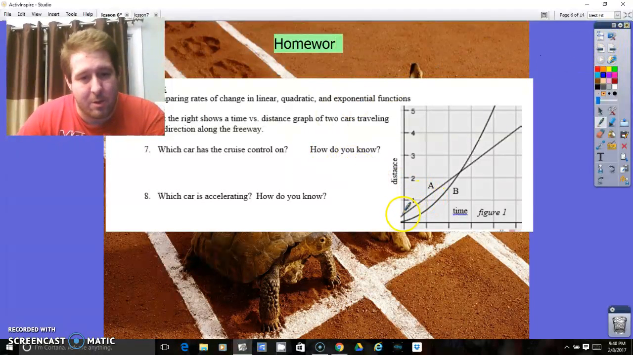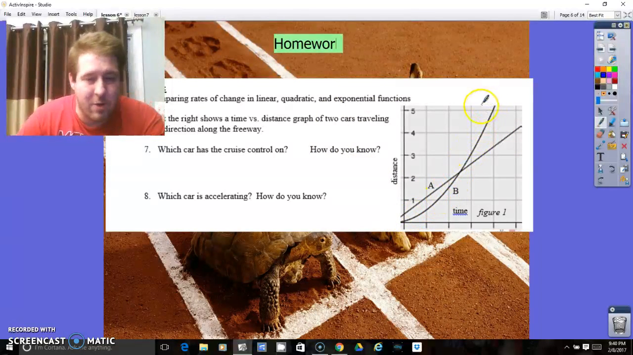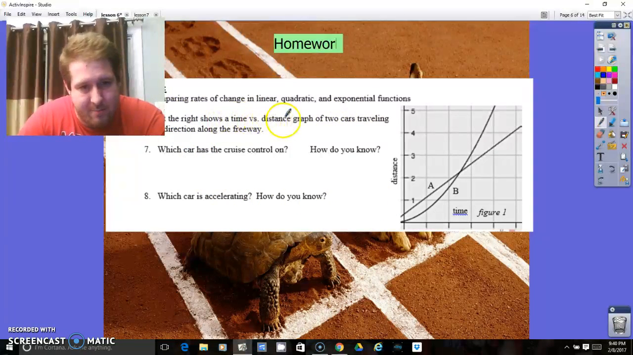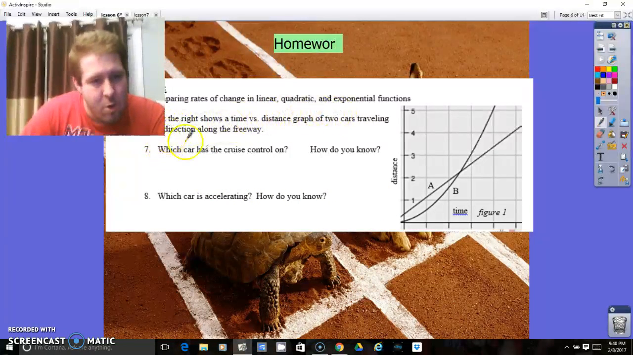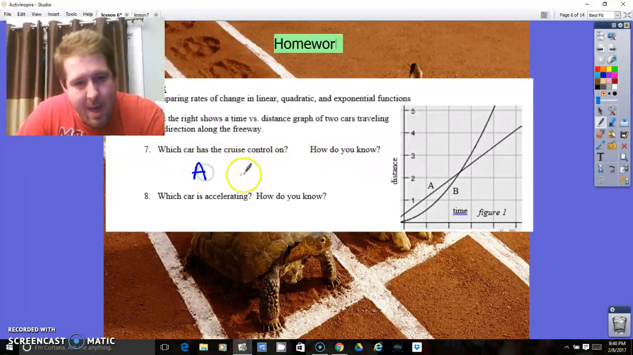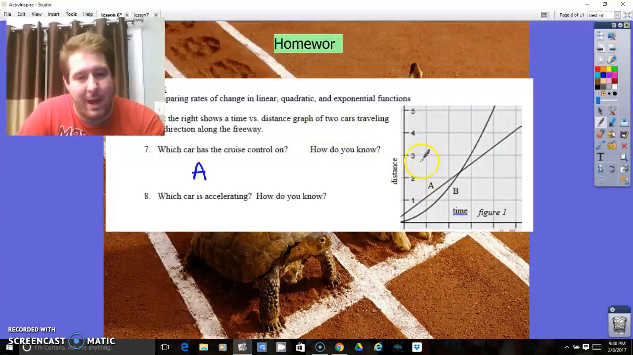Once again, now we're talking about a linear piece versus what looks to be either a quadratic or an exponential. We're not quite sure until we really look at the data. So we're comparing linear, quadratic, and exponential functions. The graph on the right shows time versus distance for two cars. Which car had the cruise control on? The cruise control on was definitely A. How do I know that? I know it because it went at a constant rate.